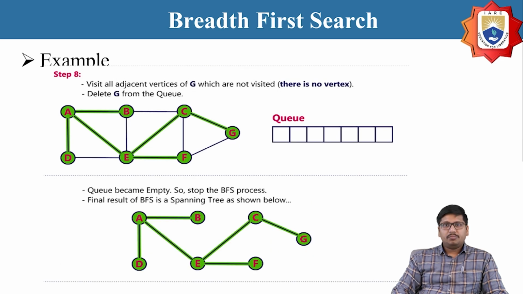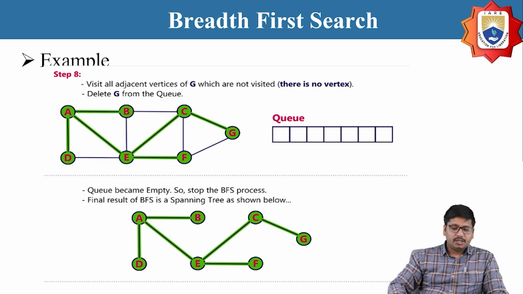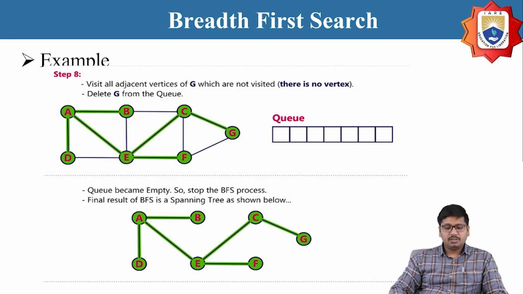So whenever the queue becomes empty, the path that we traced till now should be this new spanning tree, right? So like this, we implement breadth first search by using the queue data structure.